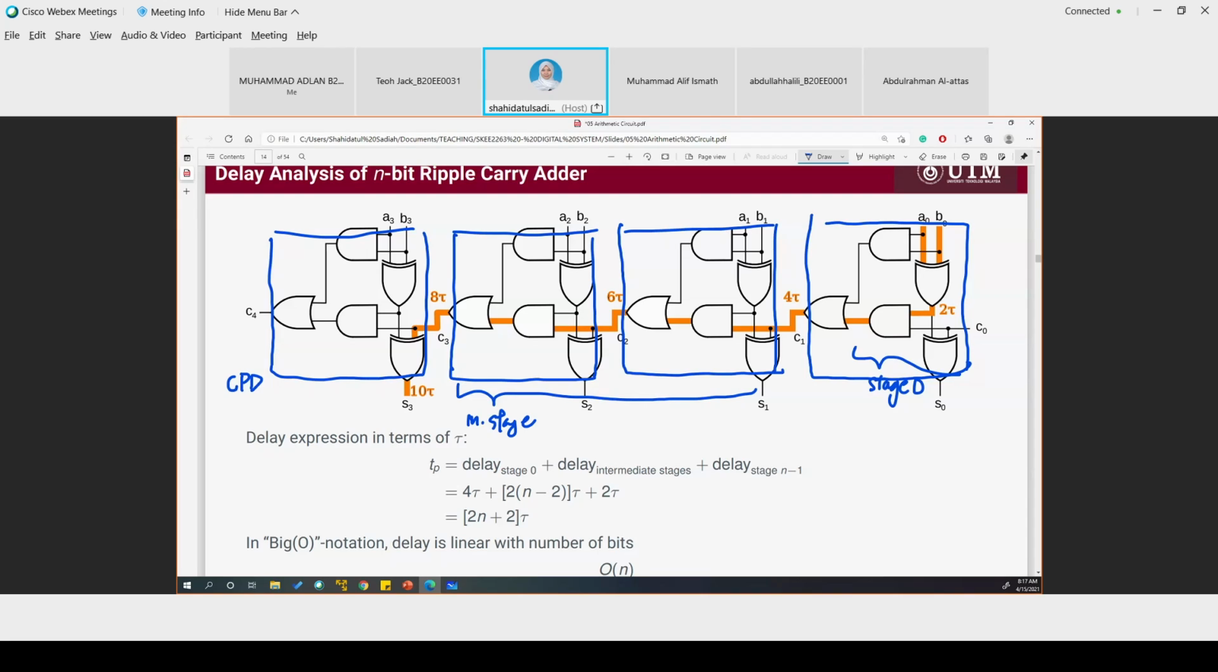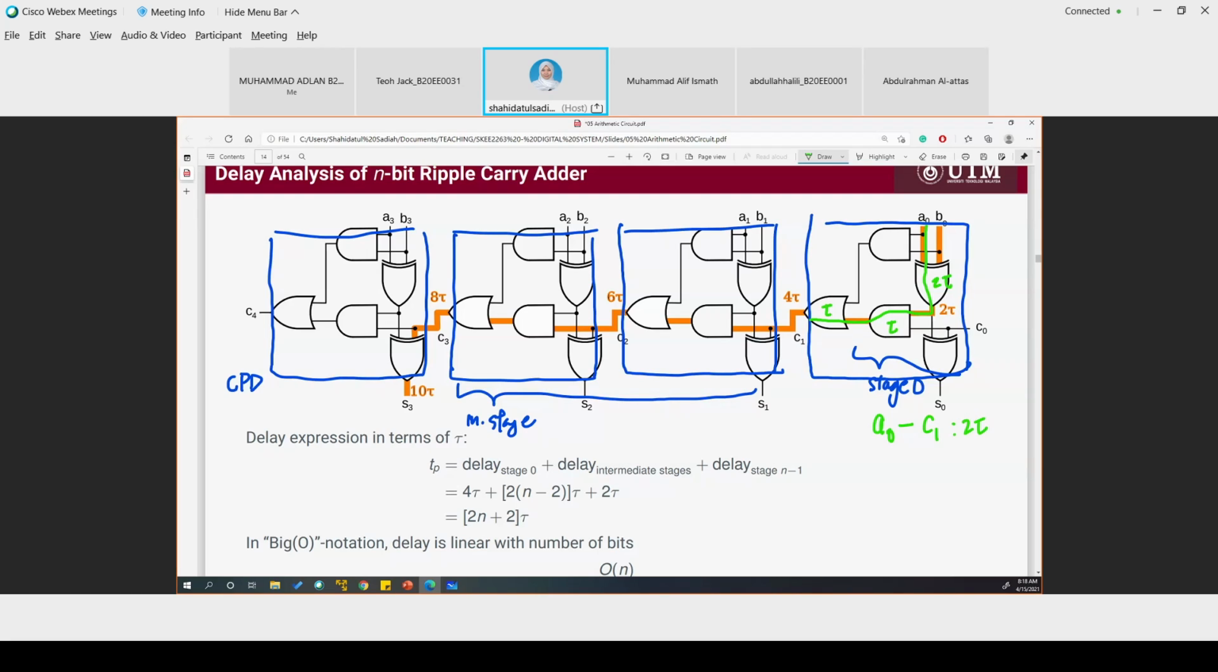So in stage 0, we will see the delay is 4 tau because it's from A0 until C1. Well, you could choose B0 also, but let's just choose one, which is A0. Going through an XOR, that's 2 tau. And then going to an AND, that's another tau. And going into an OR, which is another tau. So it's 4 tau.